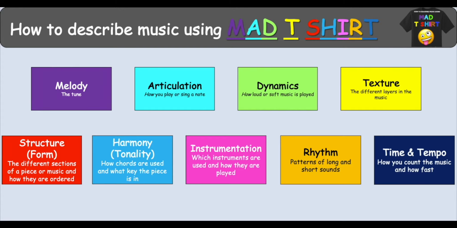Dynamics means volume, so how loud or soft the notes are played. Listen to how the music starts very quietly and then becomes much louder at the end. Texture is the different layers, so how many notes are played together. See how this example starts with 2 notes being played and then the texture thickens, where at the end there are 5 notes played at the same time.